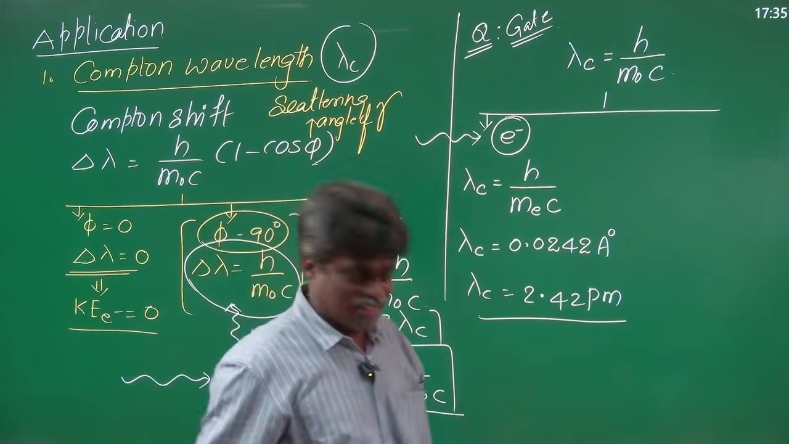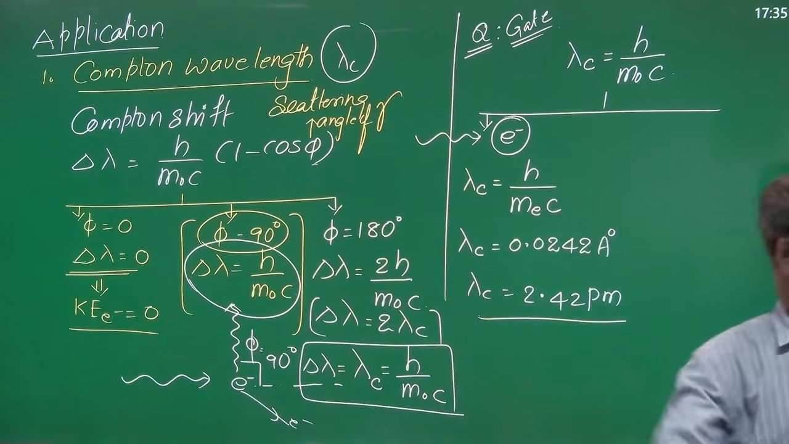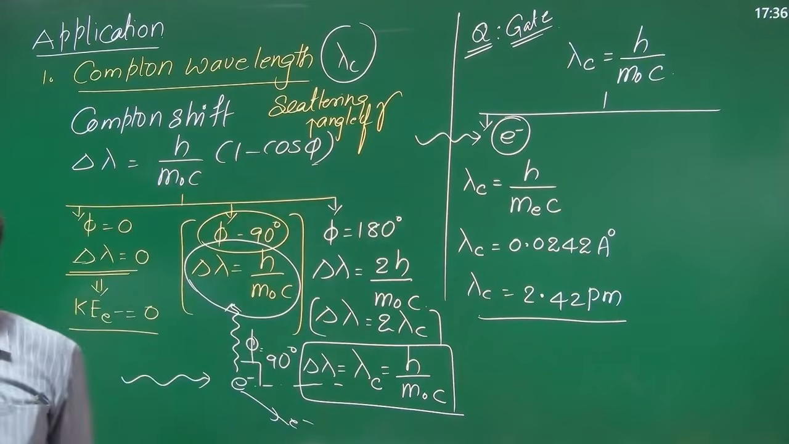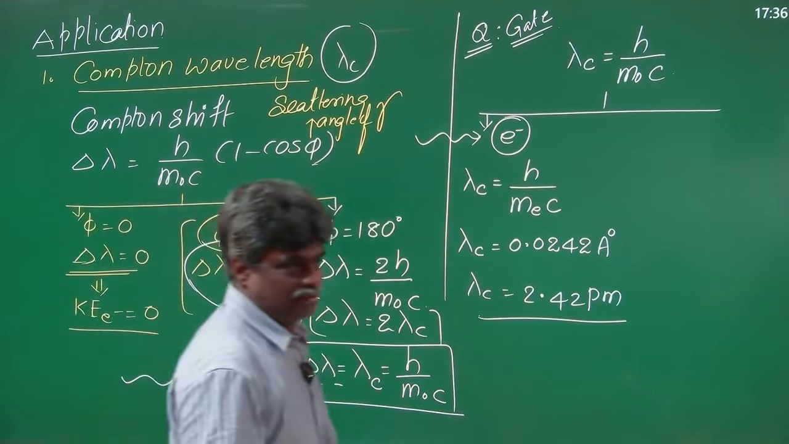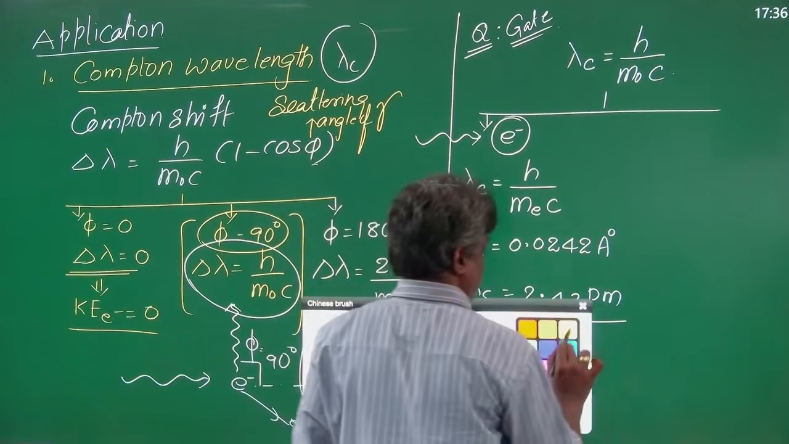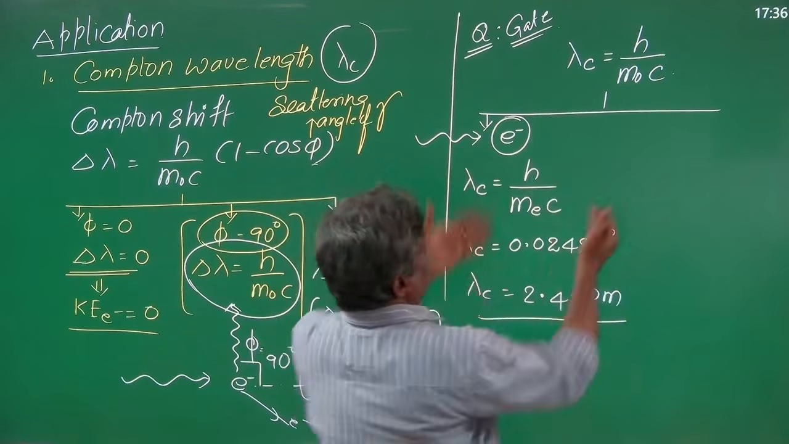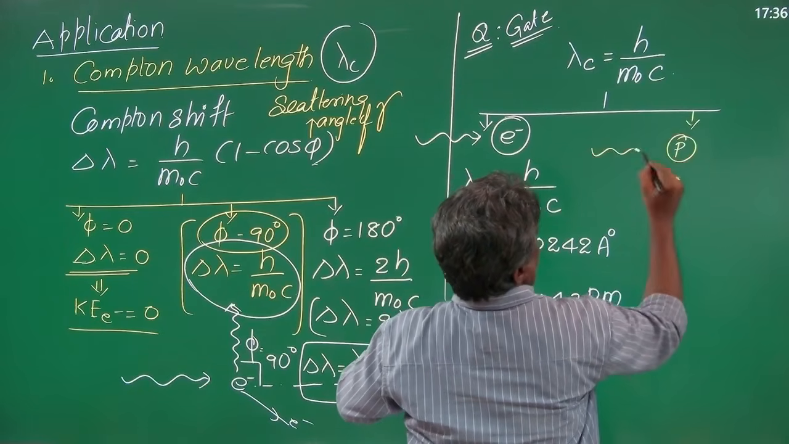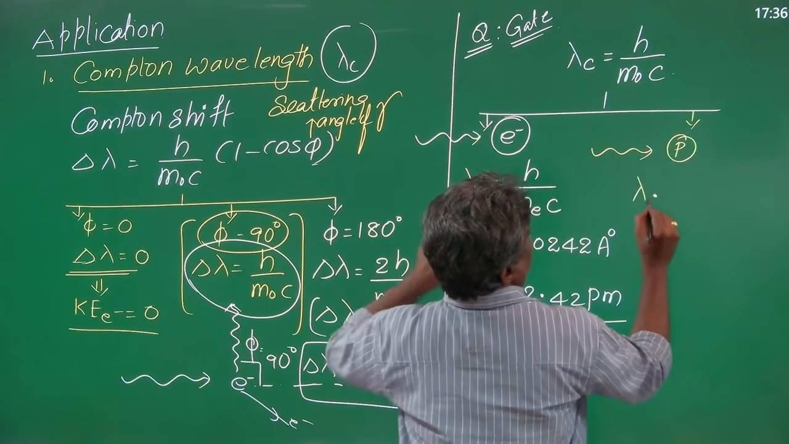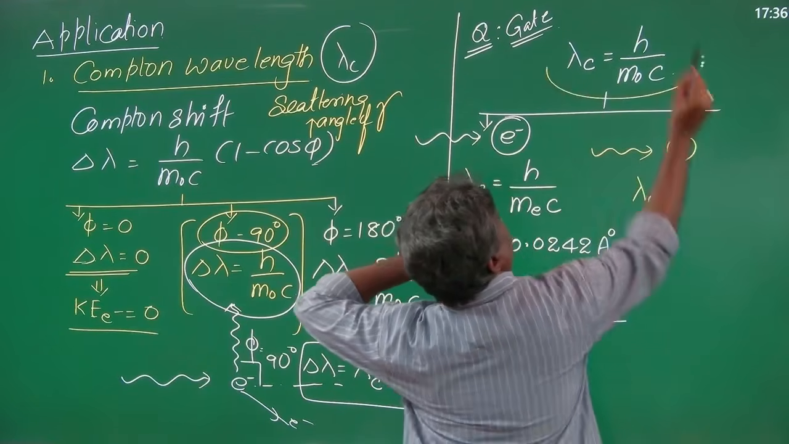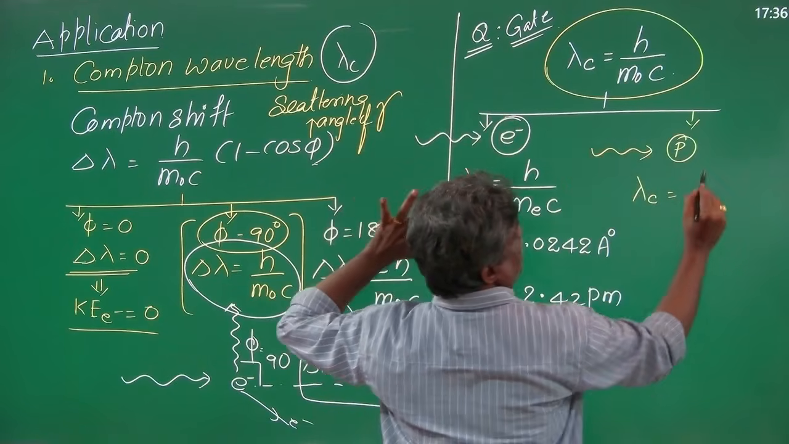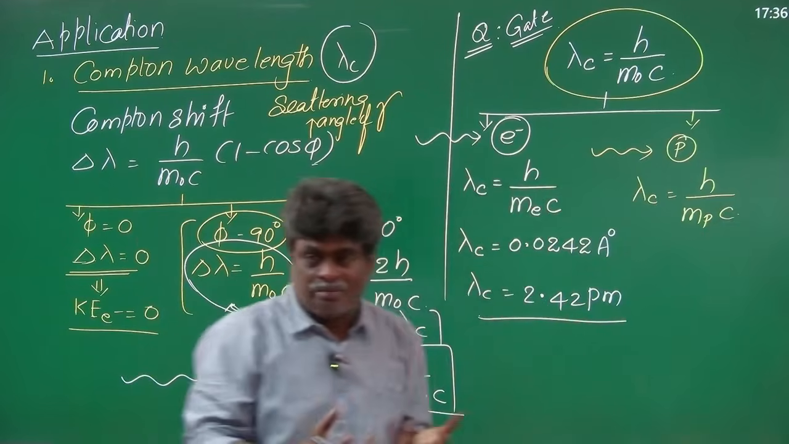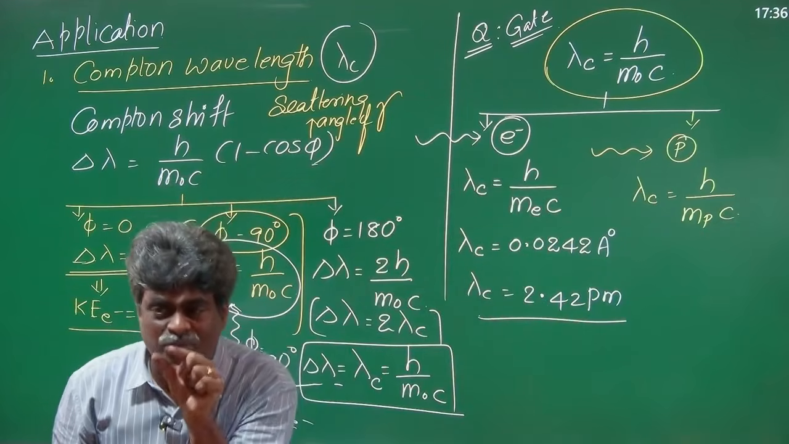The GATE question is, instead of electron, I have taken proton. What is the Compton wavelength? That's the GATE question. Everybody will study, but they are asking this one. If you have a proton, then what is the Compton wavelength? The Compton wavelength has the same formula for any particle. It is h by m p c, where m is the mass of the proton.